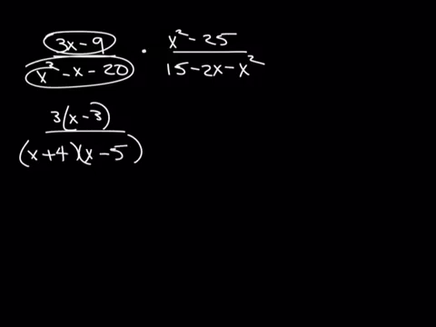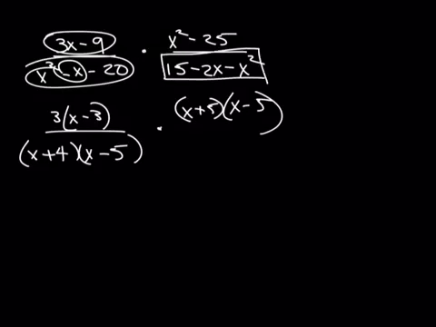Negative 5 times 4 is negative 20. Negative 5 plus 4 is negative 1. And this. And we're going to take this and make a change, because let's switch it around.